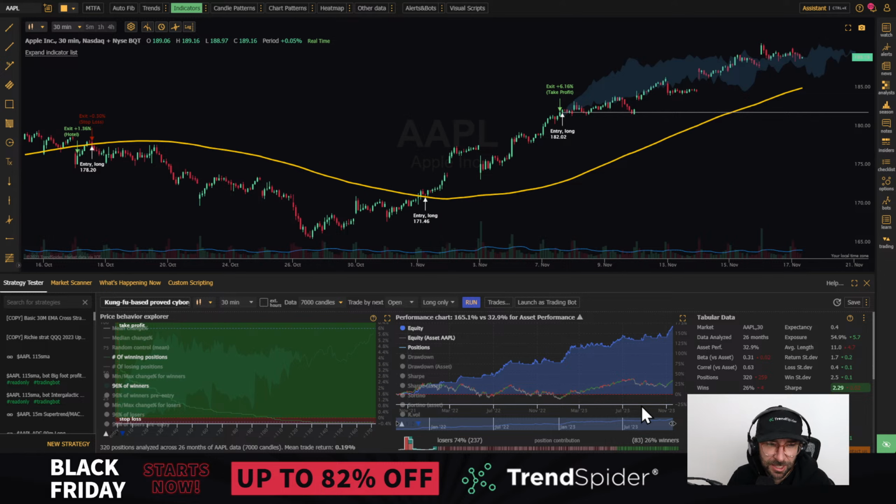David, expected range for SPY based on gamma. I don't have that value, unfortunately, for you. Maliek, let's take a look at Visa real quick.